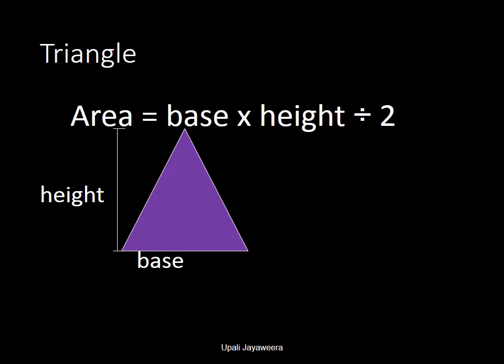Now we'll get triangle. Area of a triangle equals half into base into height. Or you can represent it this way: area equals base into height divided by 2. To find the area of a triangle, you should know the base and height of the triangle.